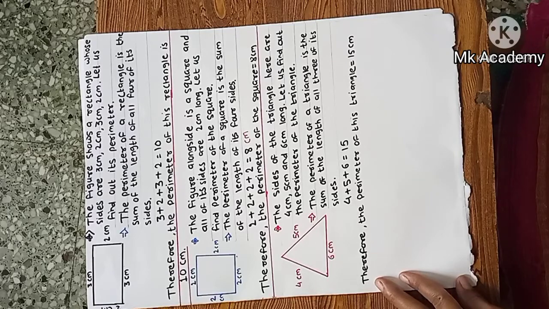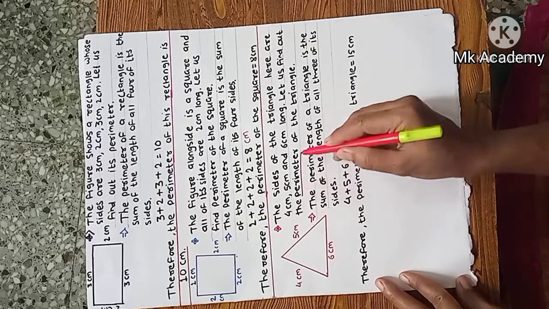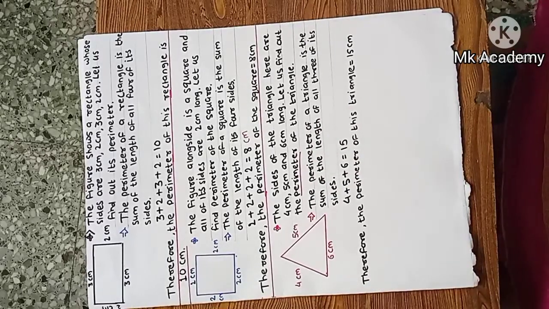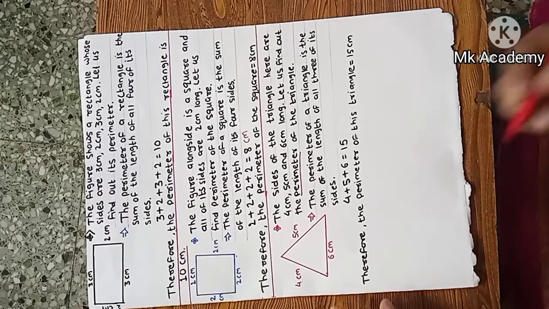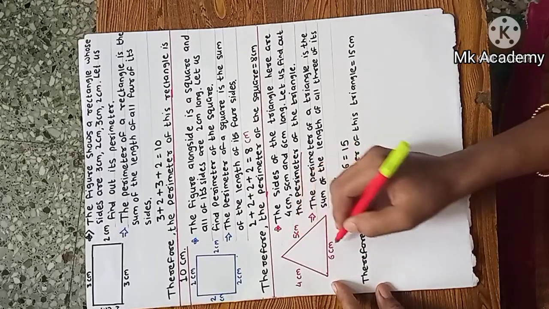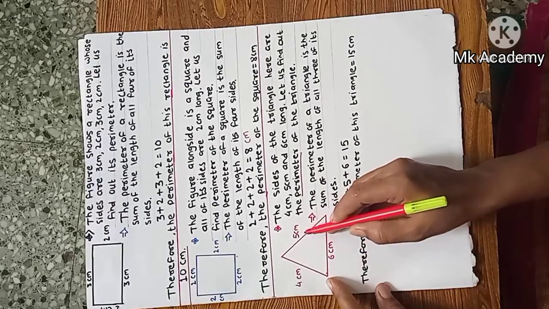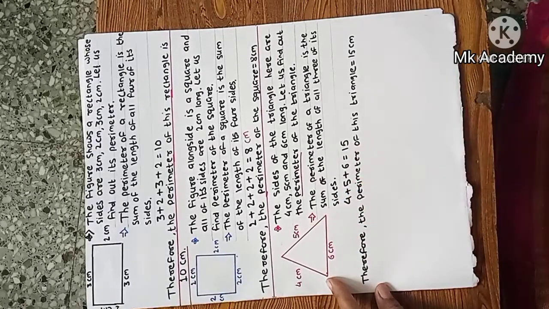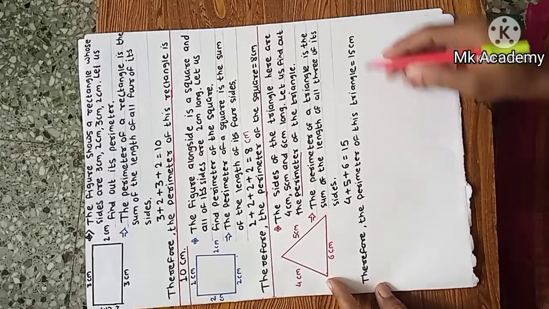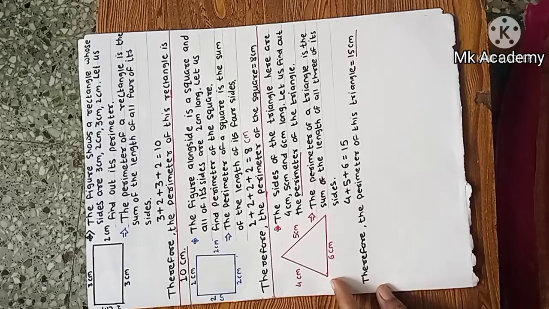Let us find the perimeter of the triangle. The perimeter of a triangle is the sum of the lengths of all 3 of its sides. Means we have to add these 3 sides. Means 4 plus 5 plus 6 is equal to 15. Therefore, the perimeter of this triangle is 15 centimeter.